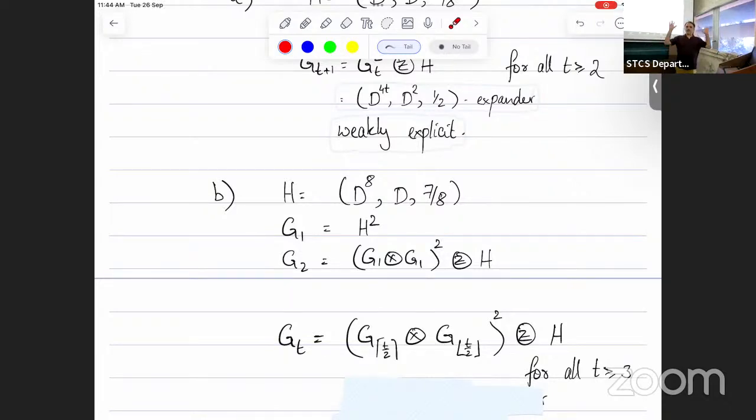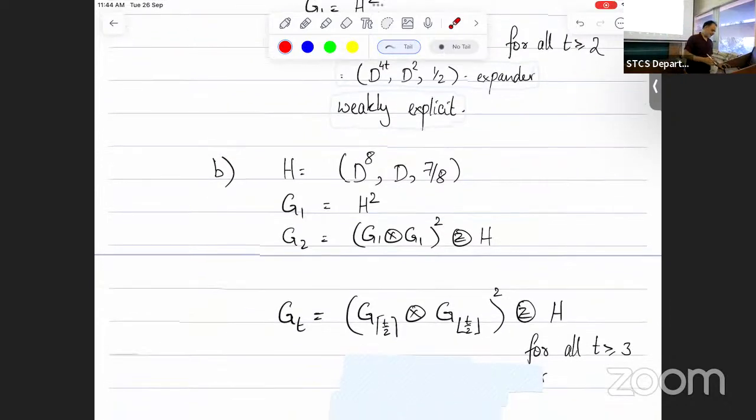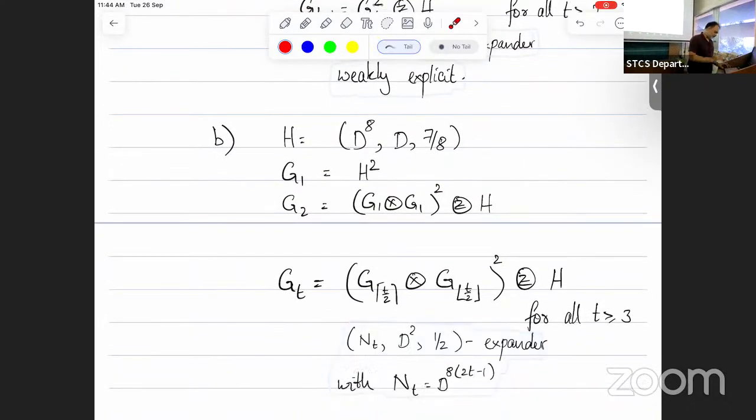You're squaring because you want to reduce the eigenvalue, but then both of these operations would have messed up your degree a lot. So you take one zigzag at the end to bring the degree back down. If you work through this carefully and ask what this family gives, it turns out to be some (n_t, D squared, half) expander. So the guaranteed spectral gap is a half. This is also a capital D squared degree graph.